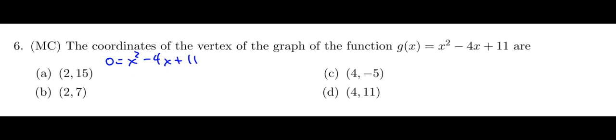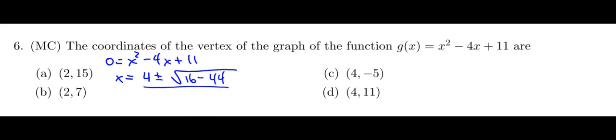Our quadratic formula, the solution is going to look something like this. It's going to be the negative of negative 4, so it's going to be positive 4 plus or minus the square root of negative 4 squared, which is 16, minus 4 times a, which is 1, times 11, which is 44, all over 2 times 1, which is just going to be 2 here.